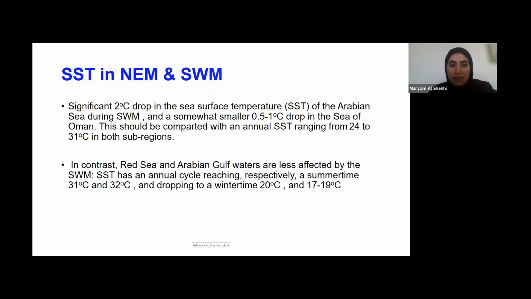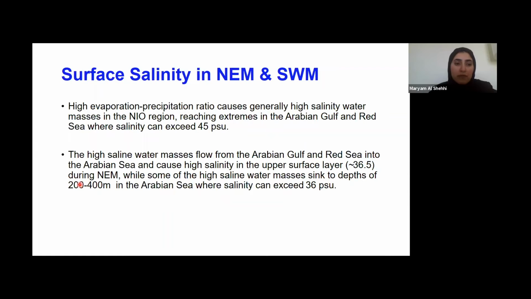So if we look at the salinity of the region, you must know that there is a high evaporation to precipitation ratio in this region. Especially in the Arabian Gulf, the evaporation is very high, making the water very saline in this area. This salinity can reach 70 in some places in the Arabian Gulf, and mostly exceeds 45 PSU. So the highly saline water in the Red Sea and the Arabian Gulf can flow into the Arabian Sea and the Sea of Oman.